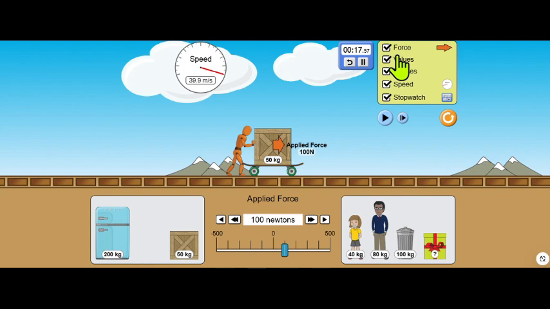17 seconds, and the speed here was 39.9 meters per second. The force applied here is 100 newtons. The mass of the object, we can see, is 50. Now, shall we increase the mass? Let's increase the mass and see. Let's give the mass just 100 kilograms.